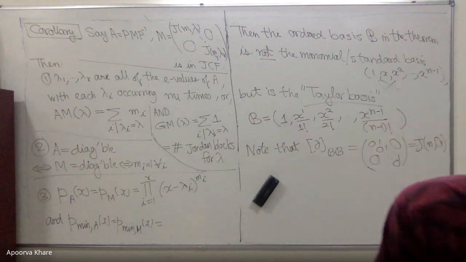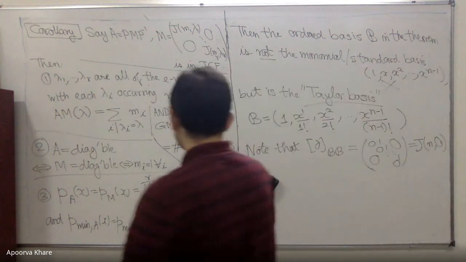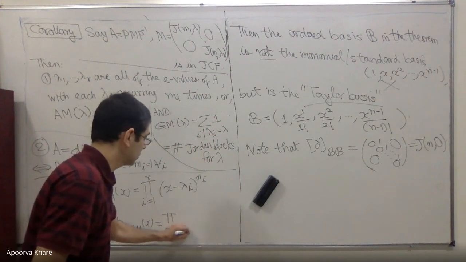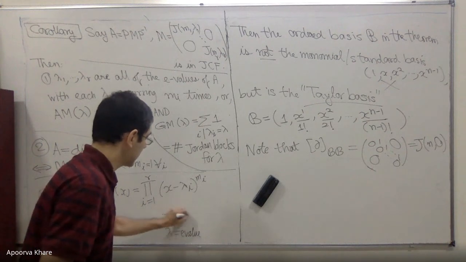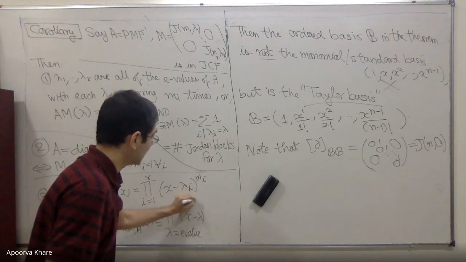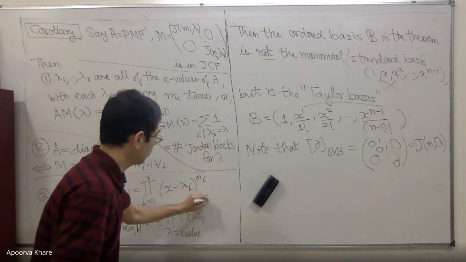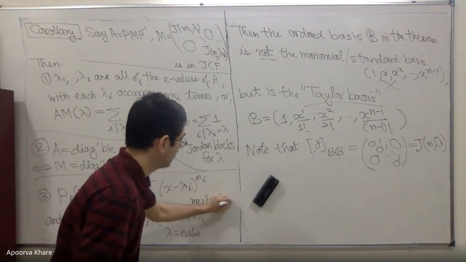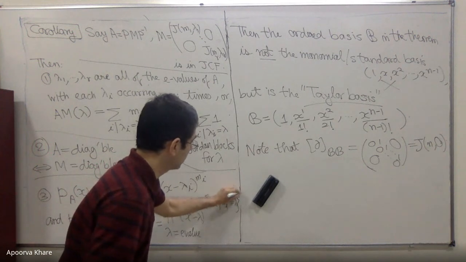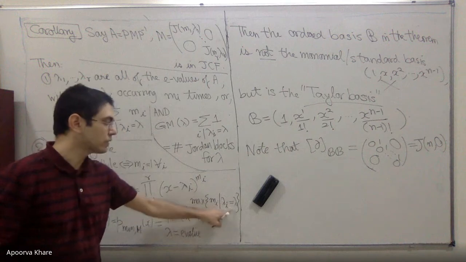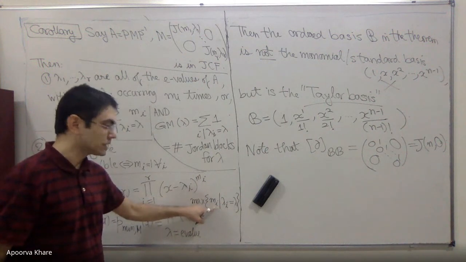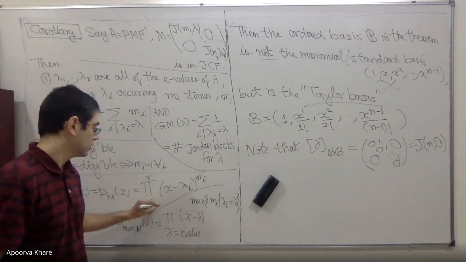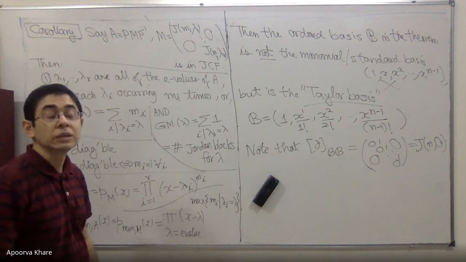So I'll just say this. This is equal to the product, lambda being an eigenvalue, of (x minus lambda) to the max of what? Max of m_i, such that lambda_i equals lambda. Take the largest size for which lambda_i equals lambda. Among them, the sizes are m_i. Take the largest of the m_i's. Look at (x minus lambda) raised to that power. And that's what the minimal polynomial is.